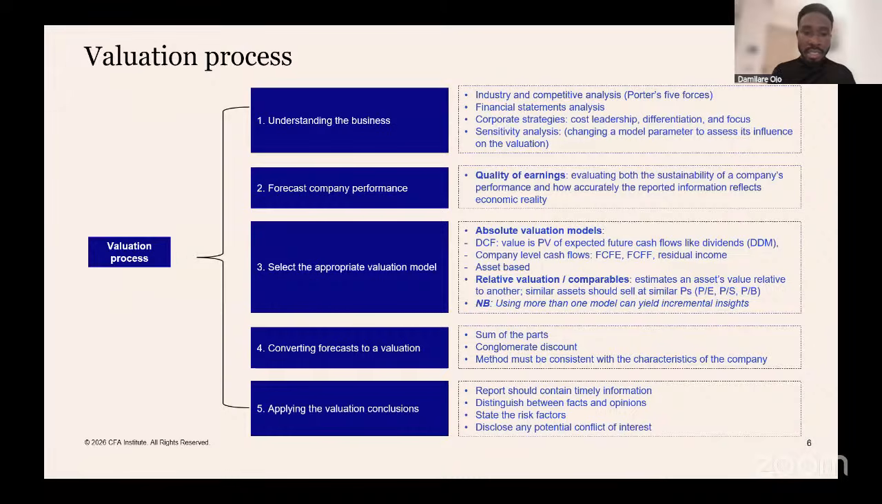Then the last point here says you apply the valuation conclusions, which means then you're reporting, you distinguish between the facts and your own opinions as the analyst, and then you state the risk factors, you disclose any potential conflict of interest when you are doing your reporting. Okay, these are the 5 steps. As a summary: understand the business, forecast the performance, select the appropriate valuation method, convert those forecasts to a valuation, and then apply the valuation conclusions.